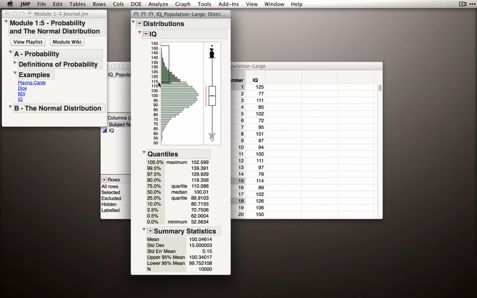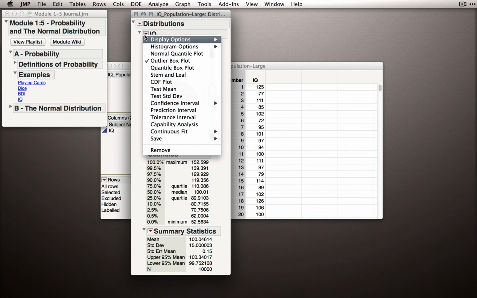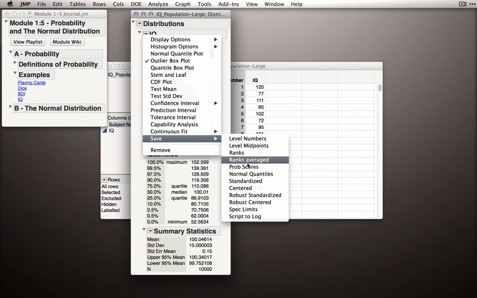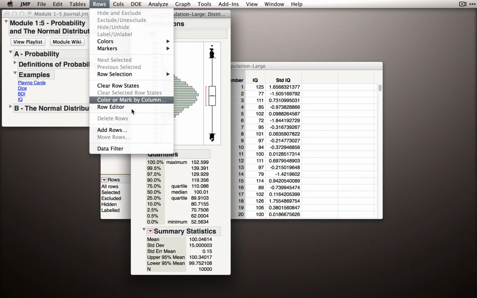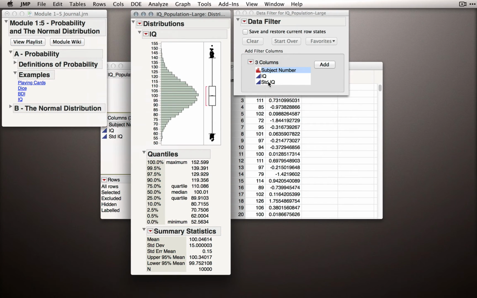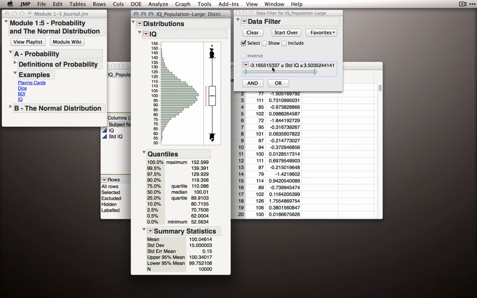Well, we know it's going to be some place in this tail, and if we look at the summary statistics, we can already guess where it's going to be. The mean of this distribution is 100, the standard deviation is almost exactly 15, so it's going to be all the way from positive infinity, really just above 155, all the way down to about 115. But let's be specific again. I'm going to go to the red triangle next to IQ, go to save, and I'm going to save the standardized values. And like we did last time, I'll go to the rows menu and select the data filter. This time, I'll go directly to the standardized IQ value, and I'm going to enter in, for the lower bound, a value of 1.